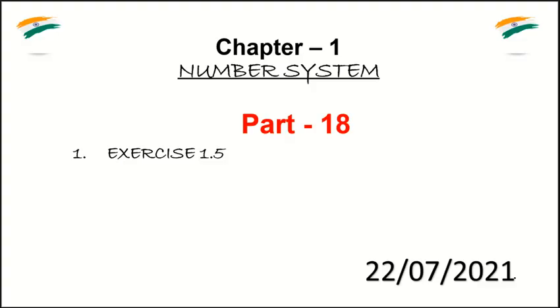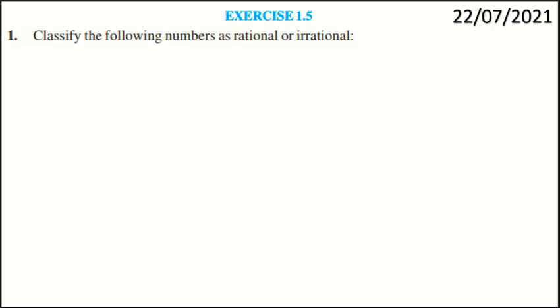Students, this is part 18 of the chapter number system. In this part 18, we will solve the questions from exercise 1.5. Coming to question number 1, classify the following numbers as rational or irrational numbers. Here there are 5 sub questions given.